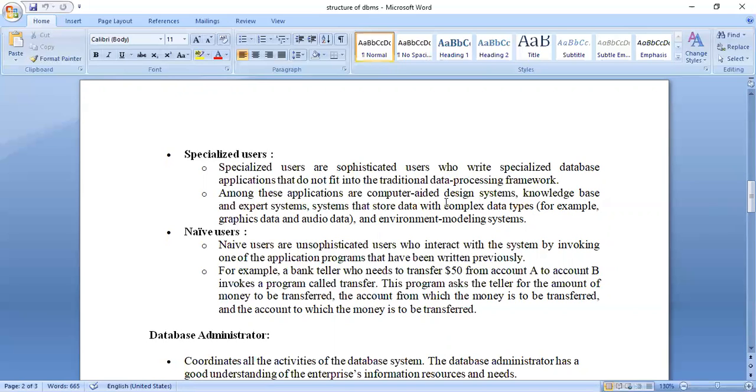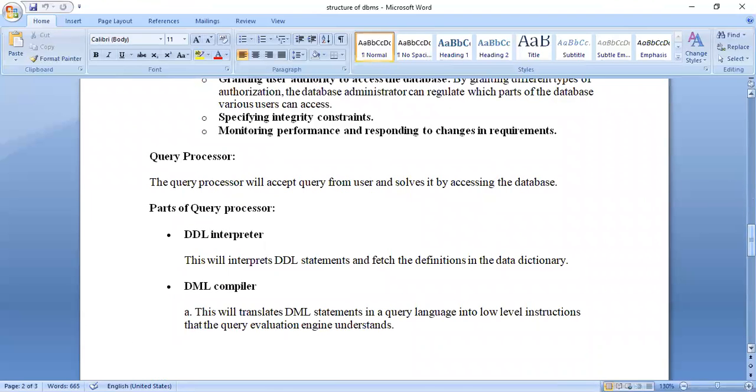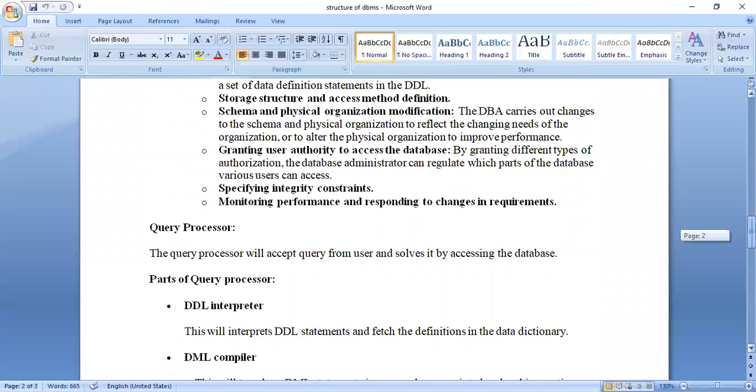If you look at the specialized systems, these are not the very old users. These are the recent users which work on the recent advancements in the databases. Naive users basically are unsophisticated users. That's why the examples are bank tellers, agents, etc. And the other type of user is a database administrator.